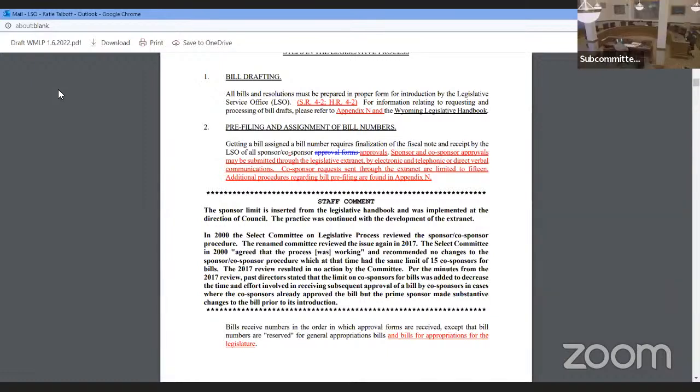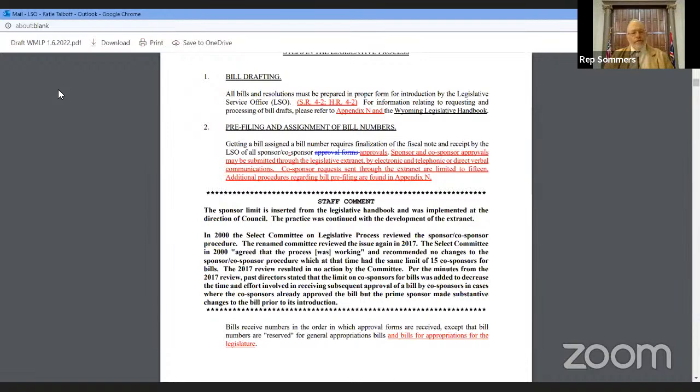And Mr. Chairman, that last line in paragraph 2, additional procedures regarding pre-filing are found in Appendix N. We could move that language up from Appendix N, but it is in Appendix N. In fact, there's quite a bit more in Appendix N, I think it's a page and a half. So this hits the general rule of 15. It doesn't hit the exception, but the exception and the way to get more than 15 is found in Appendix N. If you want, we can certainly move that up to paragraph 2. No, that's good. If it's all in there, that's great.